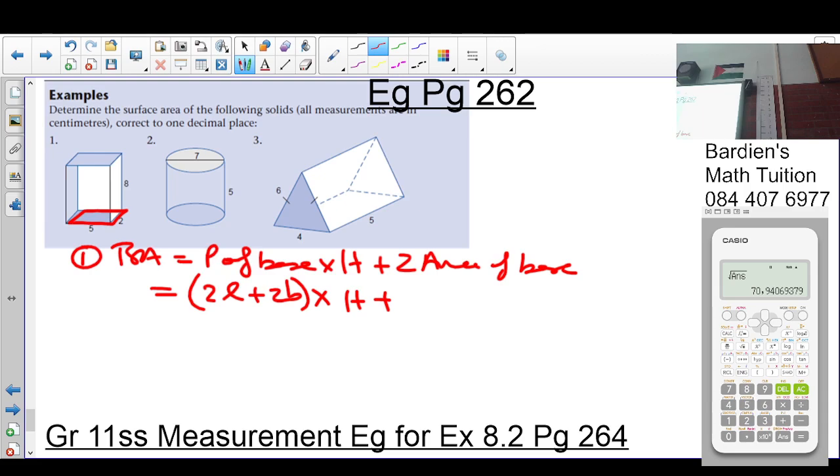What type of shape is this base? A rectangular base. Length times breadth, times 2. Oh, yeah. It's going to be a long section again.